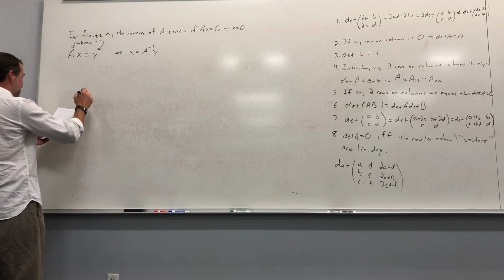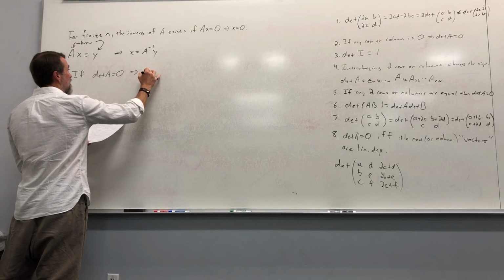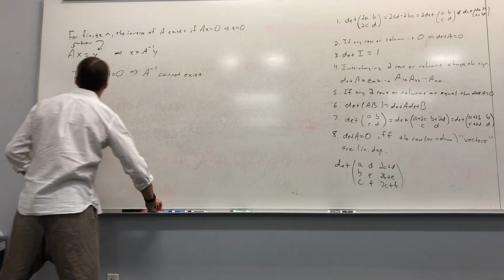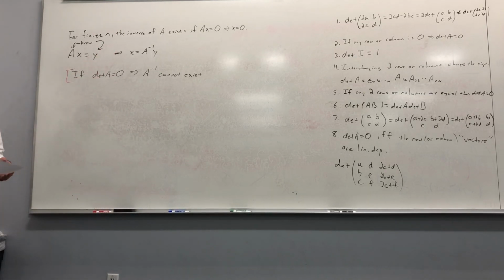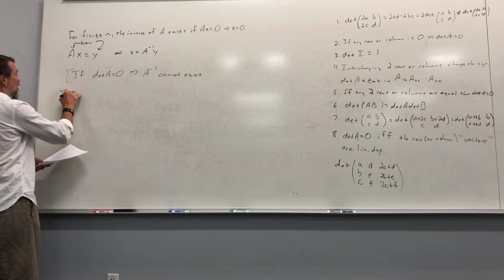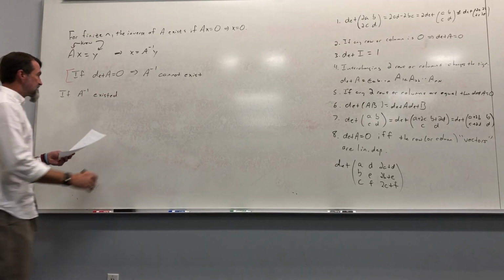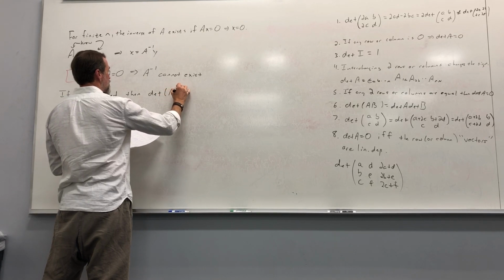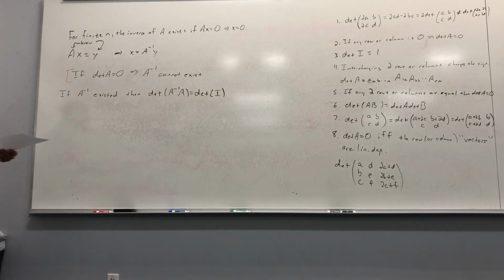So, we can say the following. If the determinant of A equals 0, then A inverse cannot exist. That's a theorem, and we can prove it in one line using some of these results. Okay? Let's do it. If A inverse existed, so let's say A inverse actually existed, then the determinant of A inverse A would be the same as the determinant of I, because A inverse A is the identity. What is the determinant of the identity? It's 1.